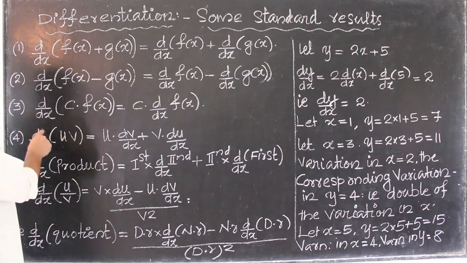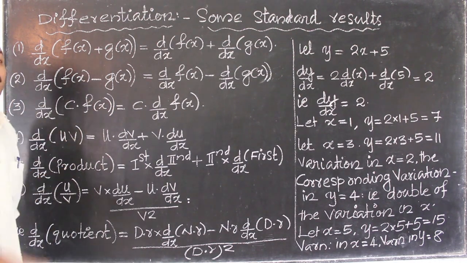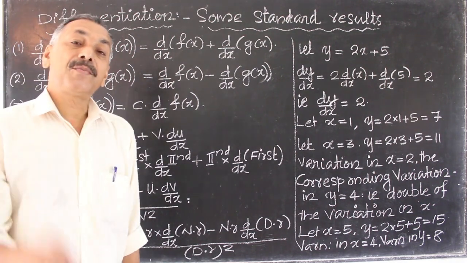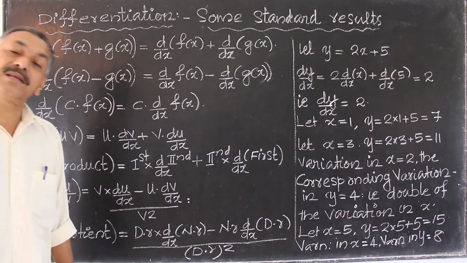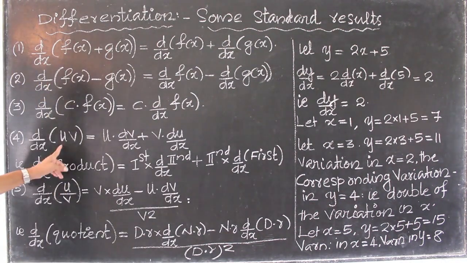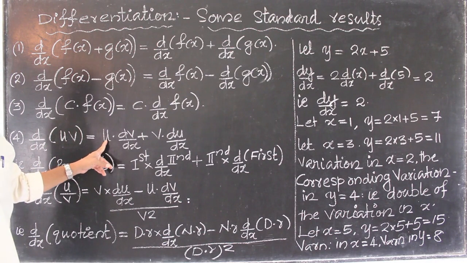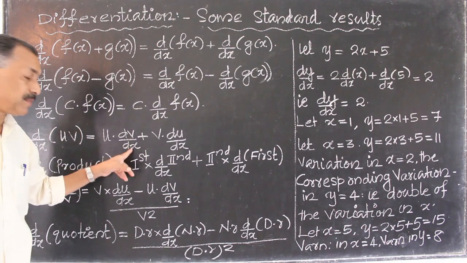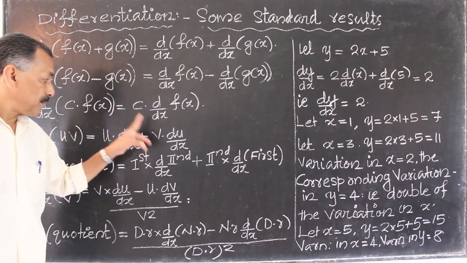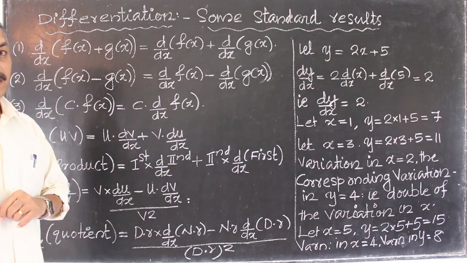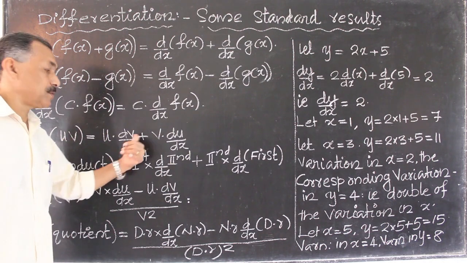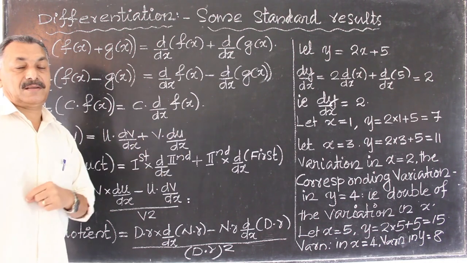Next is the product rule, derivative of a product. What is the derivative of a product? Derivative of u into v, where u of x and v of x are any two functions. Then derivative of u of x into v of x, or simply derivative of uv, is equal to u, the first function, into dv by dx, derivative of second, plus v, the second, into derivative of first. That is, u into dv by dx plus v into du by dx.